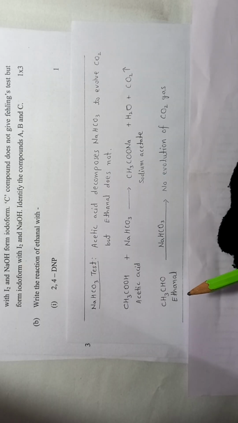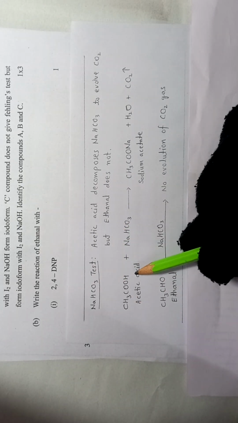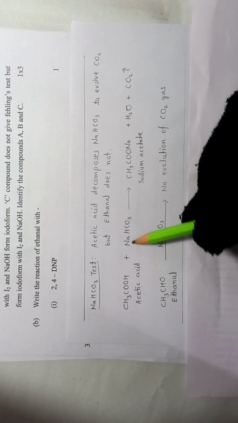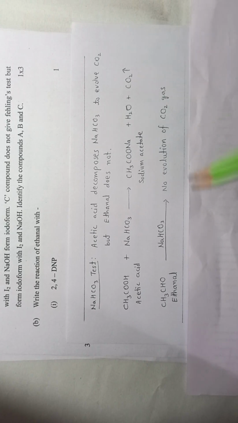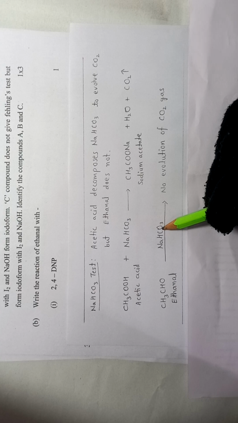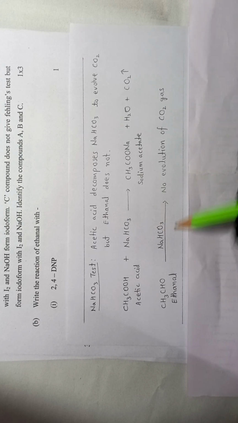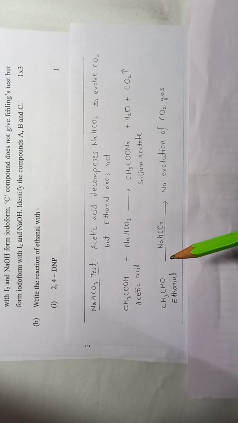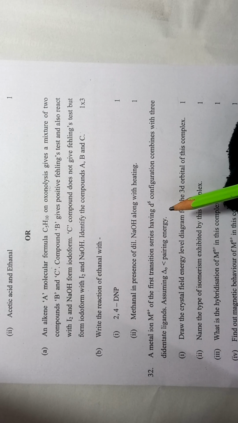There is another test, students. This is the sodium hydrogen carbonate test. Acetic acid, being an acid, decomposes the sodium hydrogen carbonate, producing brisk effervescence of carbon dioxide. Now, ethanol, when treated with sodium hydrogen carbonate solution, shows no effervescence, no evolution of CO2 gas. It doesn't react with this. This is also a distinguishing test. You can write any one of these. All are correct.